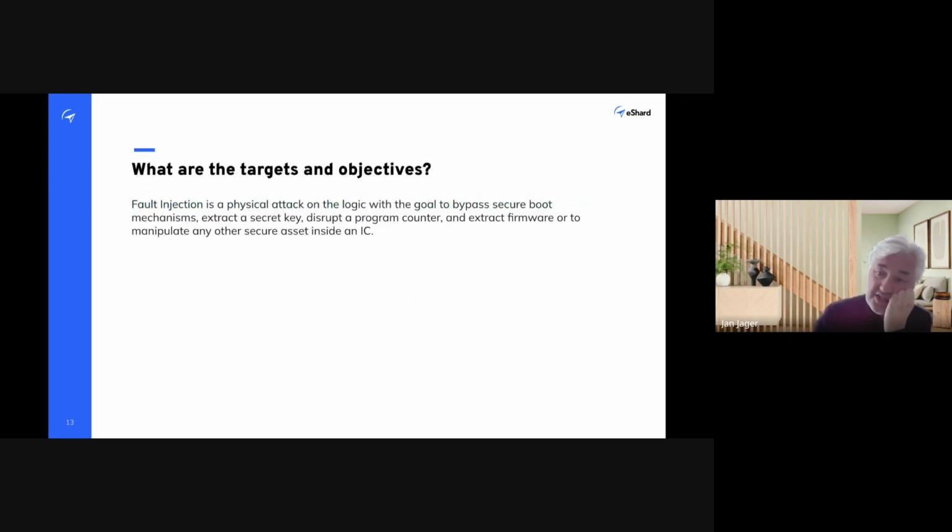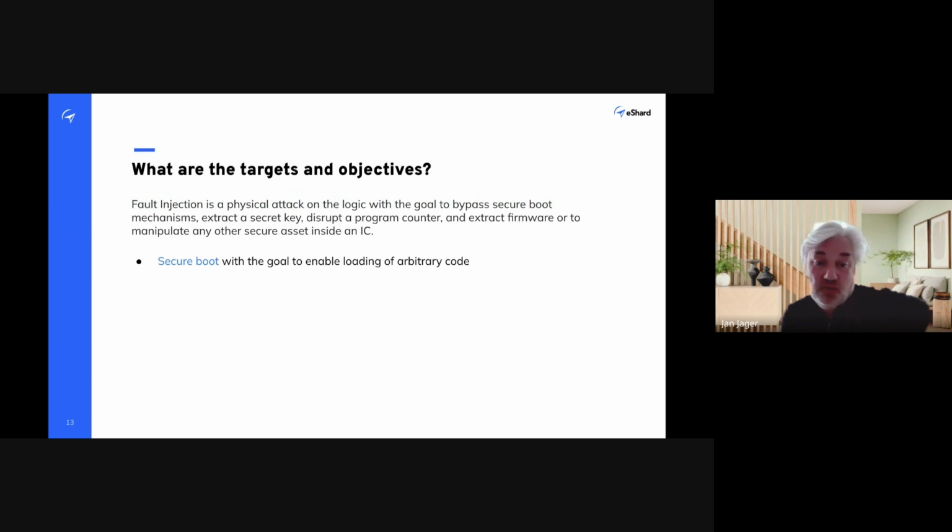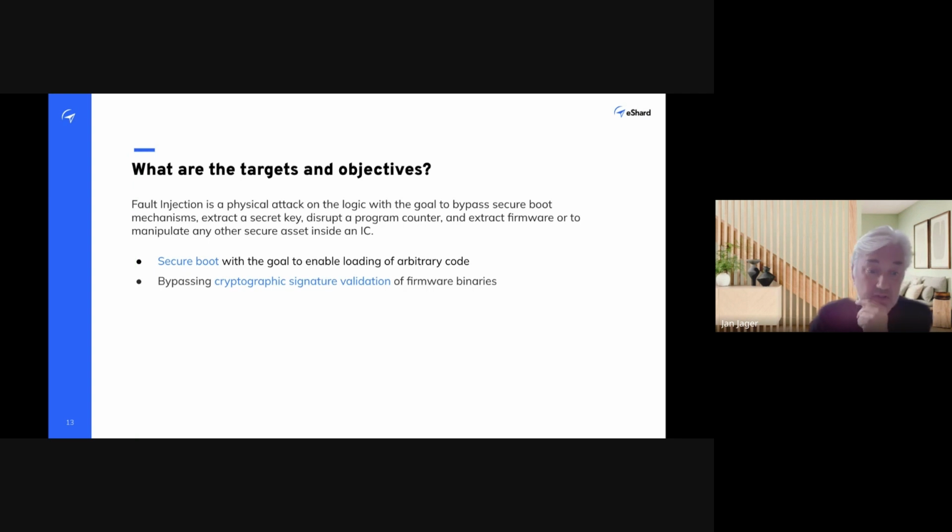So what are the targets and the objectives if you are attacking the firmware? That is of course a very good question to ask. Fault injection is a physical attack on the logic, and the goal is to bypass things like secure boot mechanisms, but also maybe extract a secret key, or bypass cryptographic signature validations of firmware binaries. If you are in a bootloader, and you have made sure that the cryptographic signature validation is not performed, because you are glitching at the moment that validation is performed, you could upload your own firmware in the device, and of course that is not what you want.